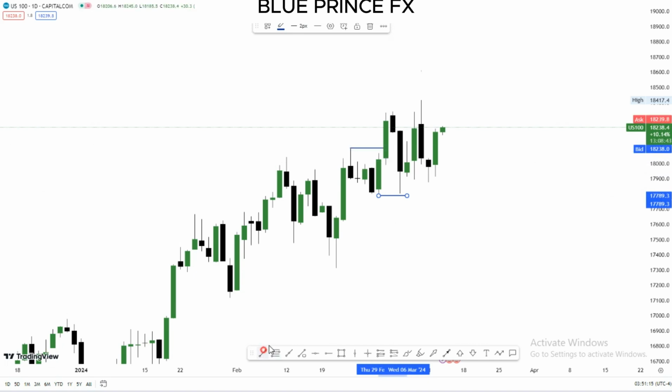So even when we come here, we realize that we have this high. We expect the market to come and take out this high and not this low, right? So now our bias is bearish. So now we know that we have to buy.